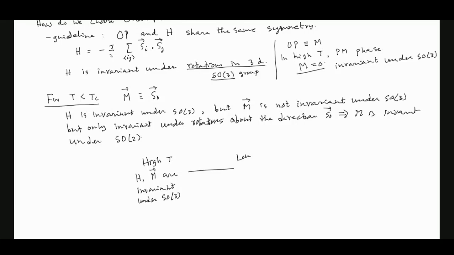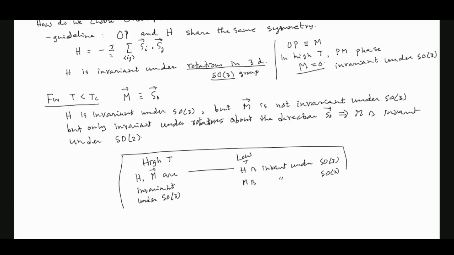Now you decrease the temperature. When you go to low temperature, H is invariant under SO3, but M is invariant under only SO2. Okay, and this SO2 is a subgroup of SO3. So this is a characteristic feature of this kind of phase transition. This is called symmetry breaking.